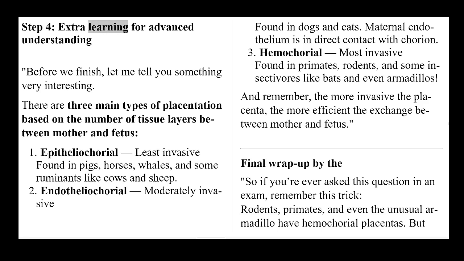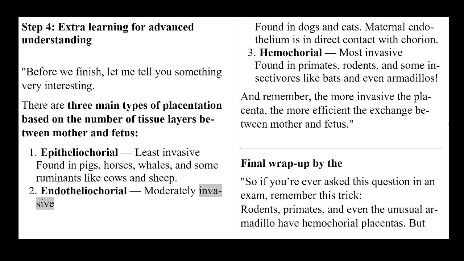Step 4. Extra learning for advanced understanding. Before we finish, let me tell you something very interesting. There are three main types of placentation based on the number of tissue layers between mother and fetus. Epitheliochorial, least invasive. Found in pigs, horses, whales, and some ruminants like cows and sheep.